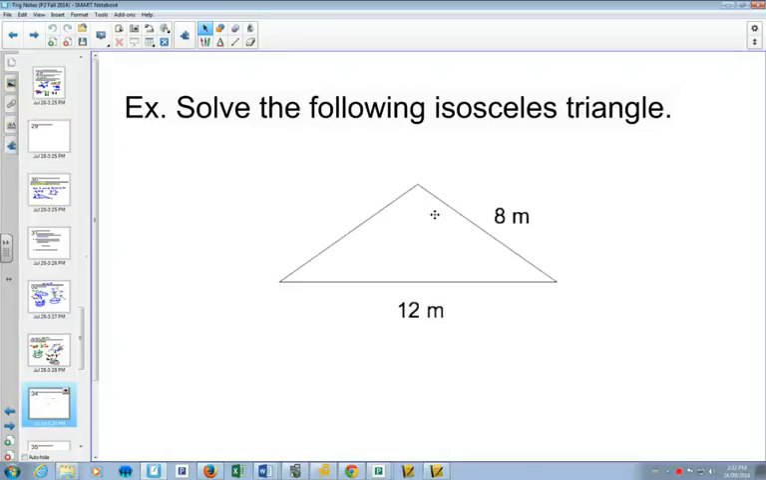Now, what do you know about an isosceles triangle? Two sides are the same. So if two sides are the same, how long is this side going to be? 8 meters. What do you also know about an isosceles triangle? These two angles are going to be the same.